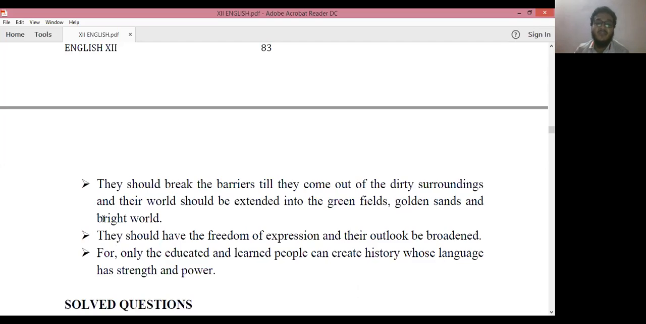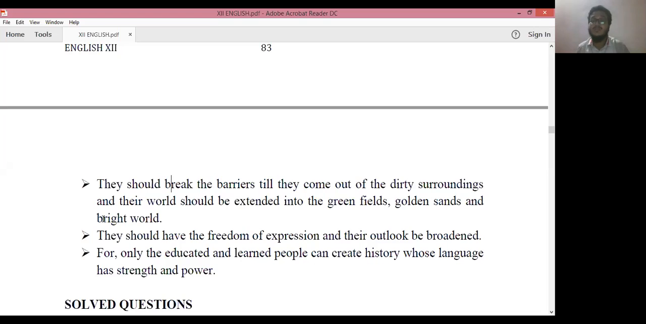Okay, they should have freedom of expression, and their outlook should be broadened. Their thinking capacity should be broadened. When they can think something better, they can do something better in their life. So there should be a chance, what I was talking about in the last class, students. They should get a chance, or they should create their own chance for betterment. Only educated and learned people, whose language has strength and power, can create history. So who can make history? Educated and learned people whose language has strength and power.